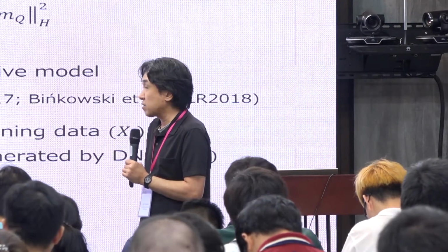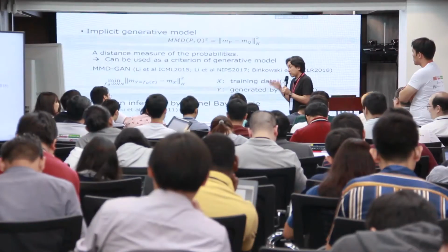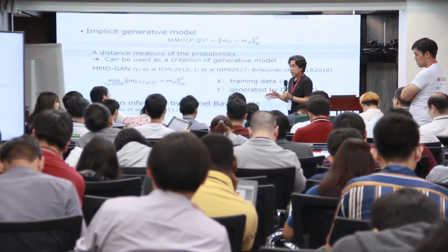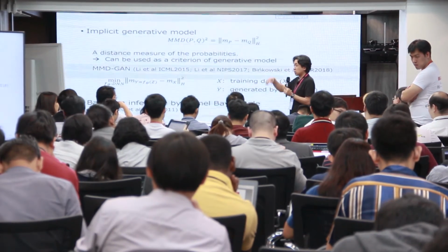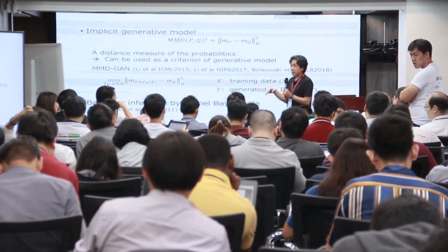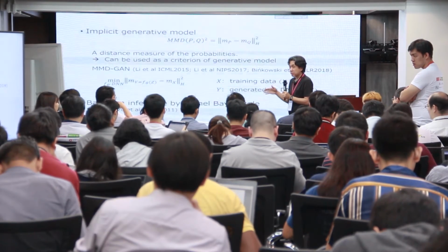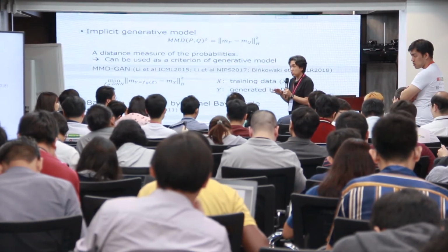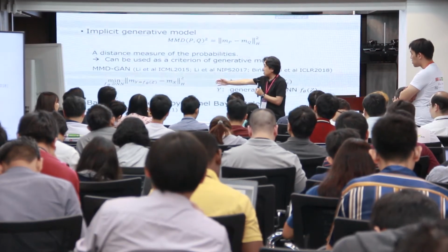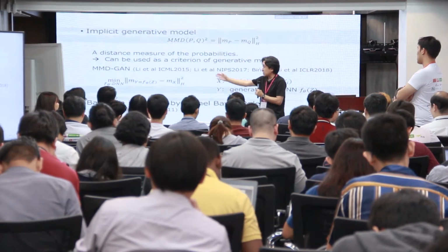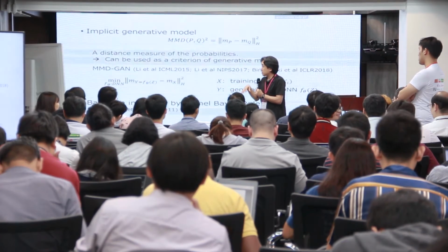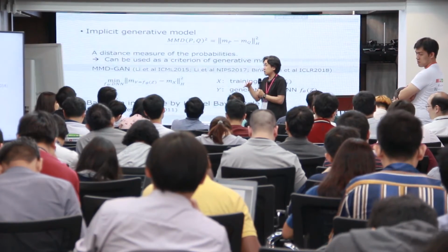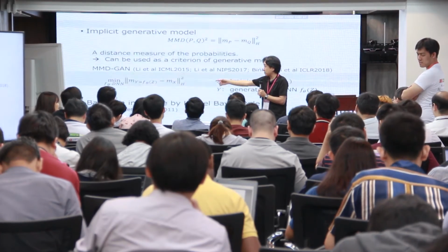In the case of GAN, we have some divergence, like Jensen-Shannon divergence, as a criterion, but it cannot be computed, and they introduce the discriminator to approximate the objective function to compare two distributions. But in this case, we can easily compute the discrepancy between two distributions. And so we have only the generator. We don't have a discriminator here.